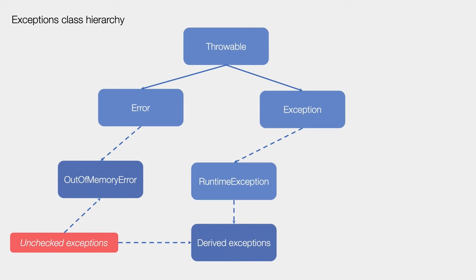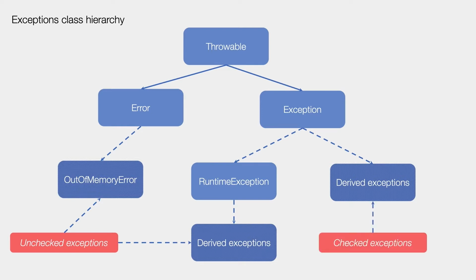Now, on the other hand, the other exceptions which derive from the Exception class directly are called checked exceptions, which means that we cannot build our application if we are not handling those exceptions, right? We know for sure that they are handled before the application starts the execution.